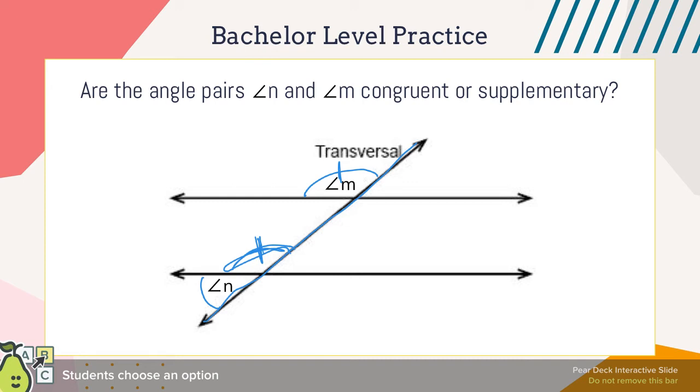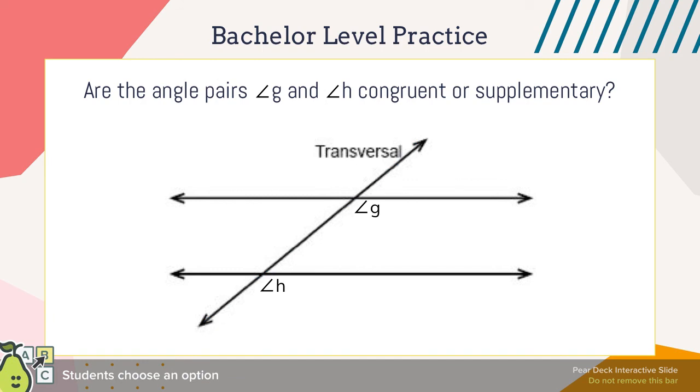So we call these two angles supplementary because if we translated M down here, we'd see that they make a total of 180 degrees. M and N would be supplementary angles, and combined they'd equal 180 degrees.